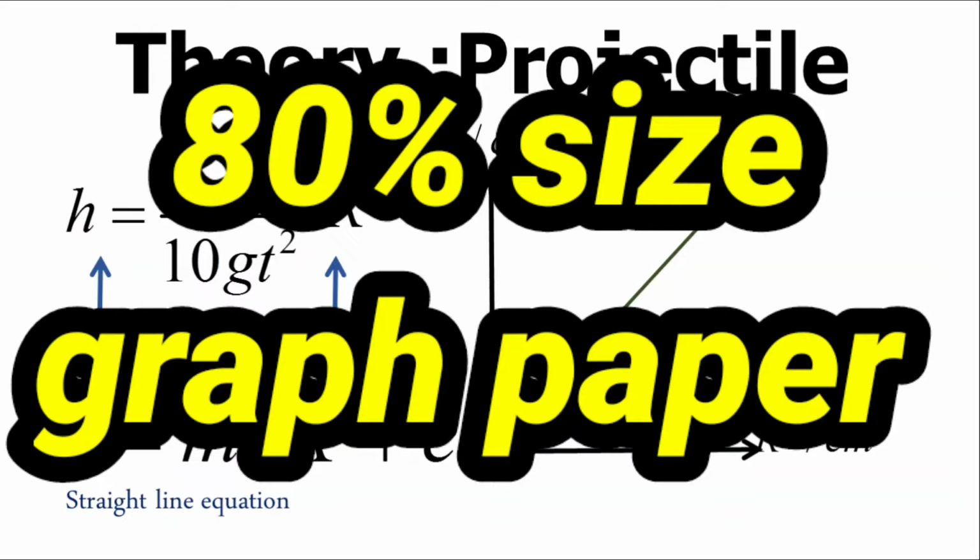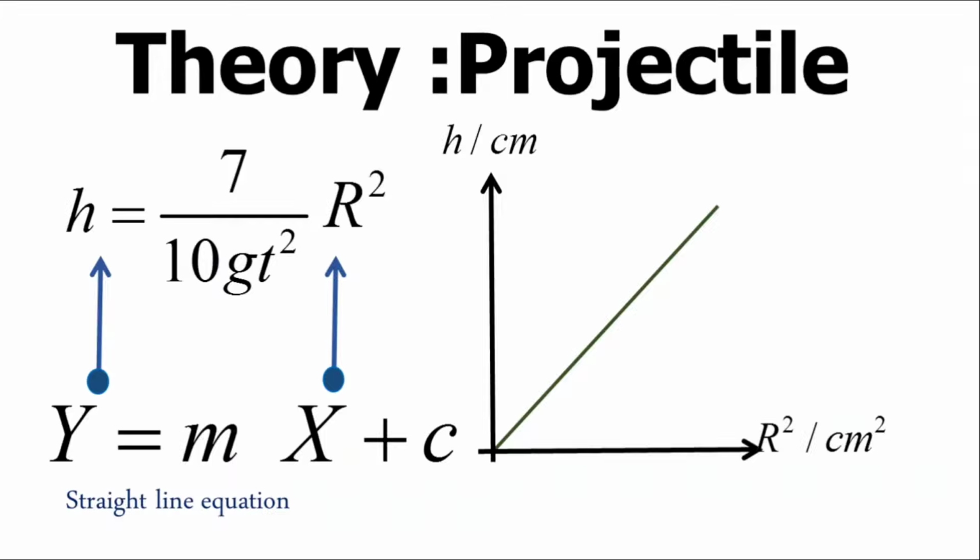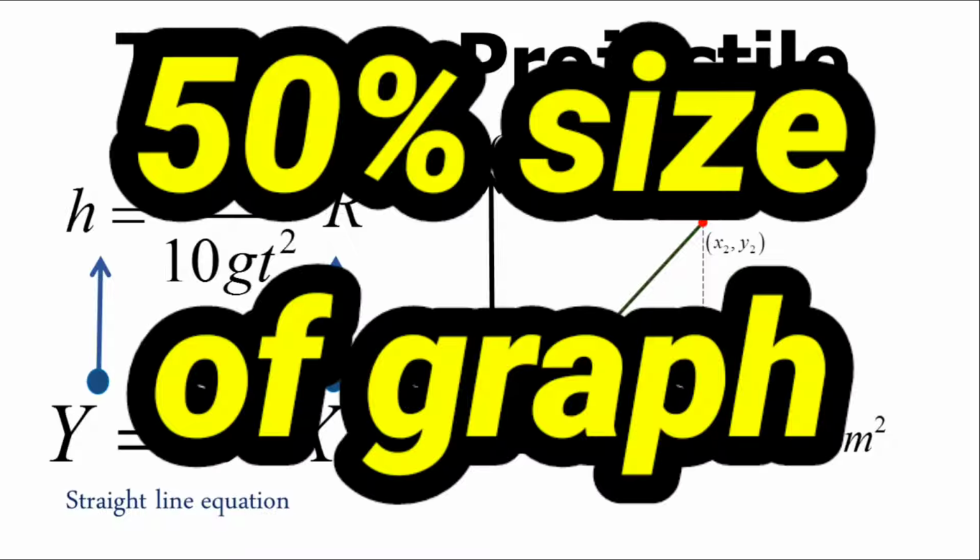When plotting your graph, make sure the graph occupies at least 80% of the graph paper. Coming back to the straight line equation, the gradient of the graph will be equal to 7 over 10 gt square. Choose 2 points along the line and draw a right angle triangle connecting the 2 points. Make sure the size of the triangle is at least 50% of the size of the graph.